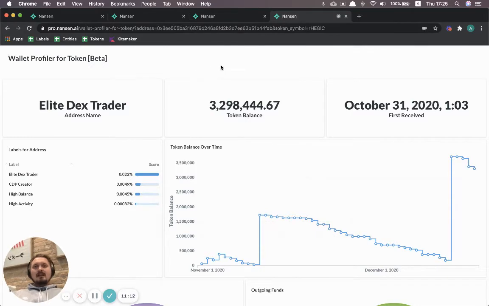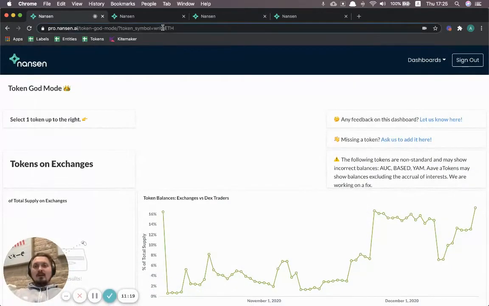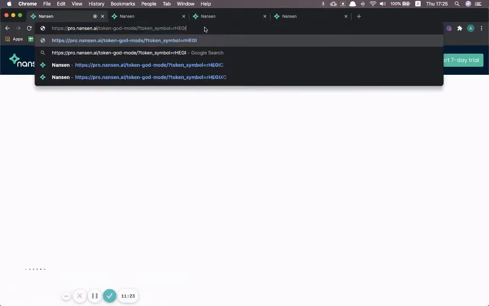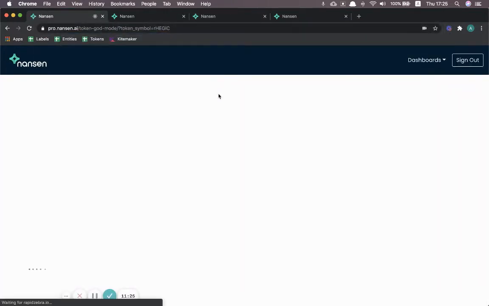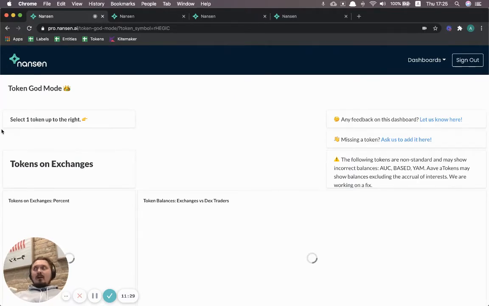So maybe let's take a step back and zoom back up again to the macro view, and we go back to token god mode. But now let's look at rHEGIC itself. Oh, sorry, let me spell that correctly. rHEGIC, there we go. So now I'm going to run token god for rHEGIC, and I want to understand better what is going on with the rHEGIC token. And maybe there are other drill downs we can do here as well.